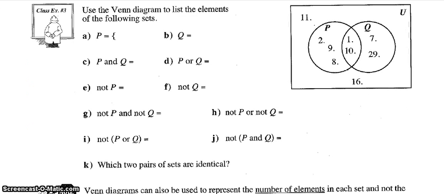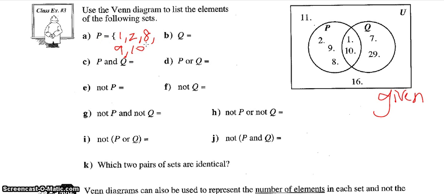Okay, let's answer some examples. This is given. So when it's given, you don't need to argue about that. It's just given. You don't need to ask why is it that case. Just use it. What's P? P is {1, 2, 8, 9, 10}.